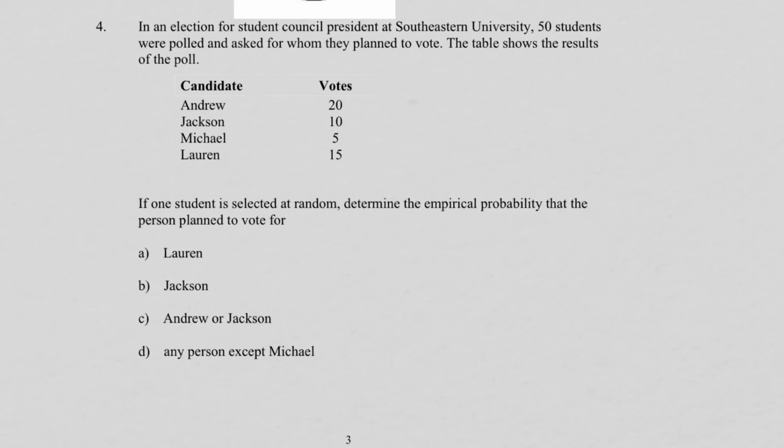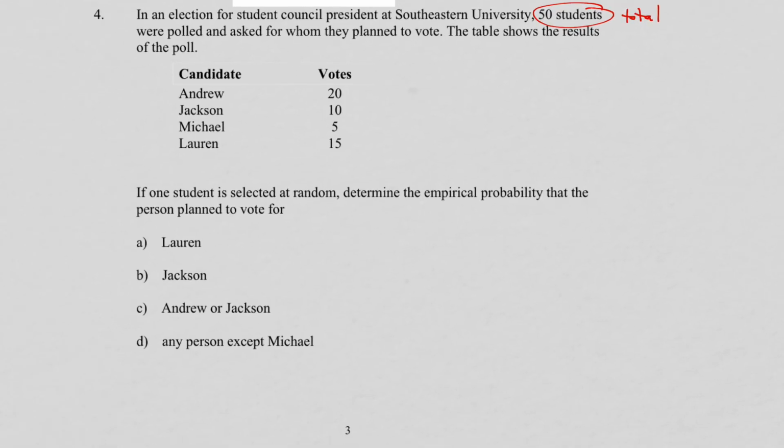In an election for student council president at Southeastern, 50 students were polled and asked whom they plan to vote for. So we know that's our total. The table shows the result of the poll. If one student is selected at random, determine the empirical probability that the person planned to vote for. So this is an experiment. We got the result of the experiment: 20, 10, 5, and 15. And so the probability of voting for Lauren in this case would just be 15 out of 50.